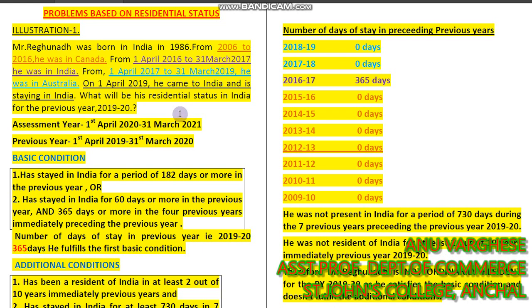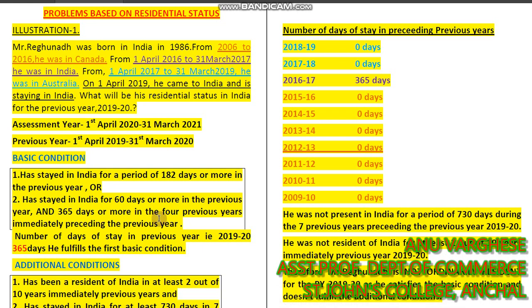Before doing the problem, please write down our assessment year and previous year. So our assessment year is 1st April 2020 to 31st March 2021. Previous year is 2019-20, that is 1st April 2019 to 31st March 2020. This will avoid a lot of confusion which may arise while you calculate the number of days of a particular year. Keep in mind that a year always starts from 1st April and ends on 31st March.